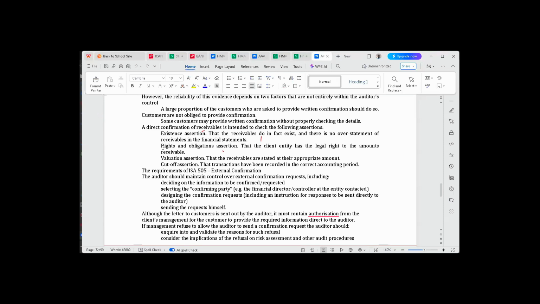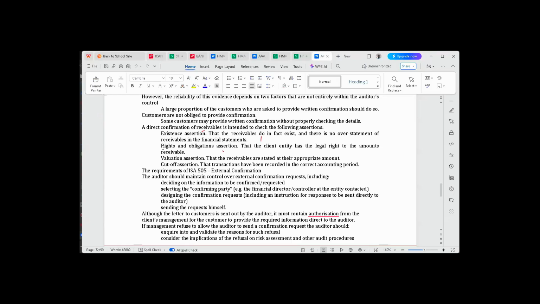Okay. Another thing you need to ascertain is the valuation. You need to establish how much are they owing you? How much are the customers owing your organization? There must be a value attached to it. All right, you need to test that.